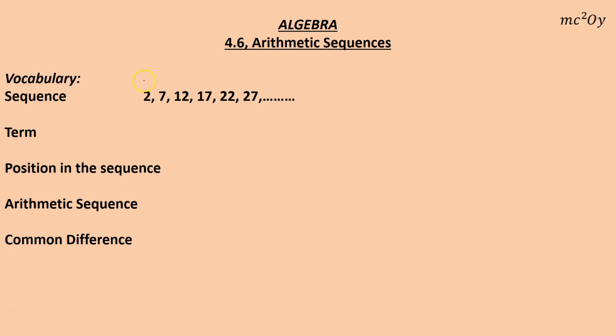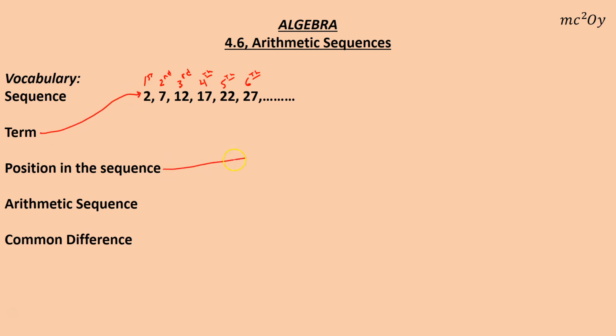So, for instance, this would be the first term. First term is the 2. Second term. Third term is 12. Fourth term. Fifth term. And sixth term. And the little dots just mean it keeps going on forever. So these are our terms right here.